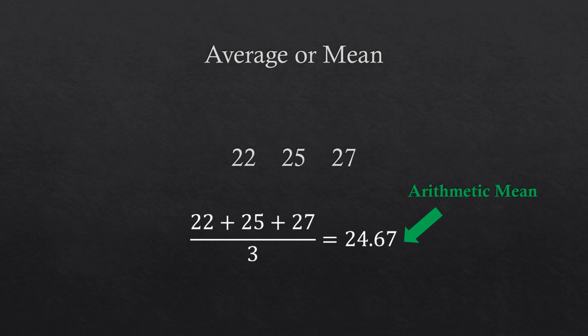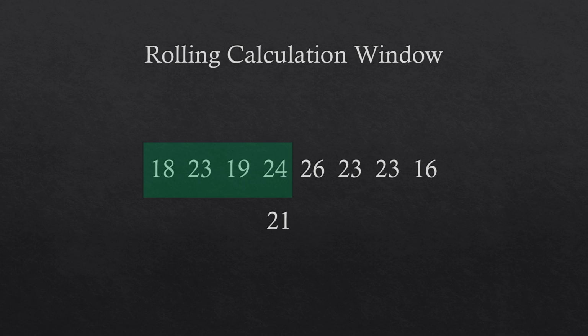The other idea you need in order to grasp the concept of a moving average is the rolling calculation window. This is best understood with an example. Let's say you have a series of hypothetical prices. Let's now say that we are going to calculate the mean of 4 numbers at a time, starting on the left. In this case, we'll get 21. In other words, the number 21 is the average of the last 4 numbers in the series.